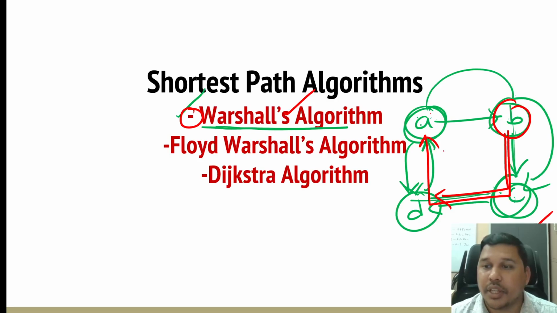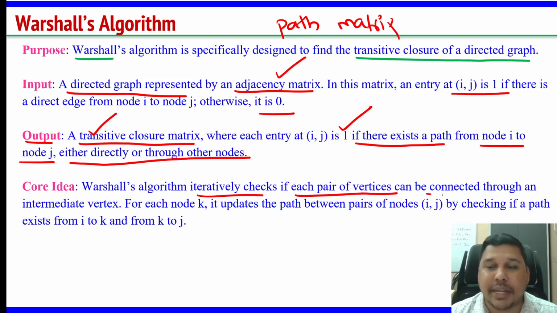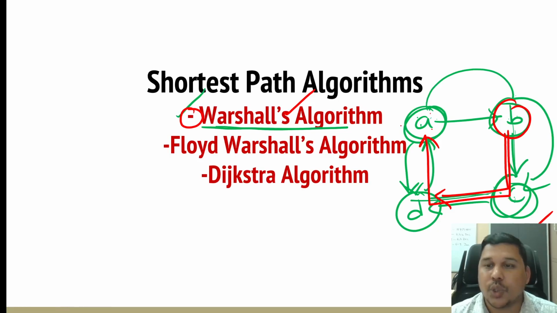Can I reach from A to C? There is no direct path. Can I reach C with the help of other nodes? That also will be given to us in the transitive closure matrix. So the idea is very simple: iteratively check if each pair of vertices can be connected through an intermediate vertex. To connect A to C, if I had one more vertex here like this, A to B is direct, A to D is direct, but A to E, is it direct?